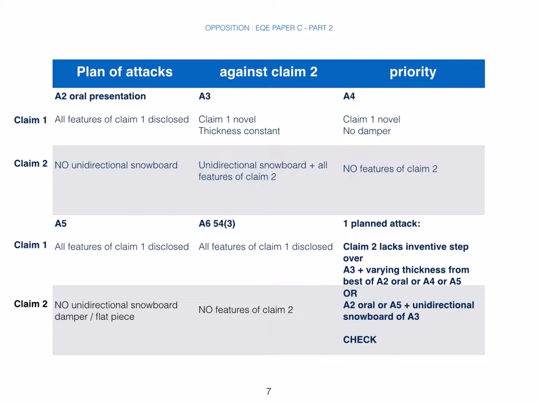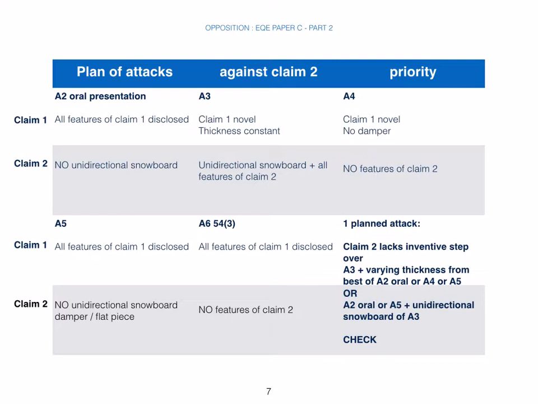As claim 2 is entitled to priority, A6 is a 54.3 document, so A6 drops out. A4, because of its content, is no good as closest prior art. A2, A3, or A5 could be closest prior art.